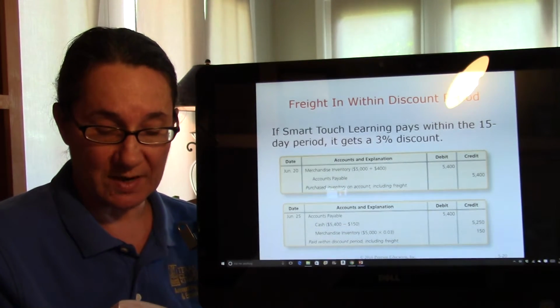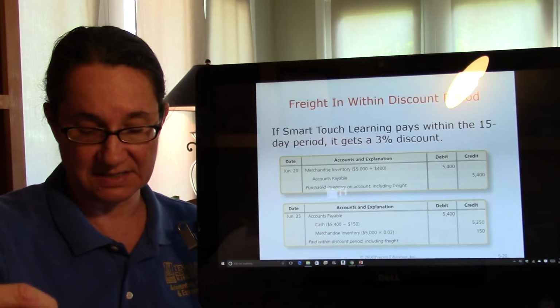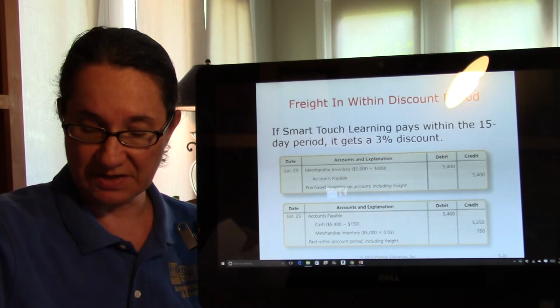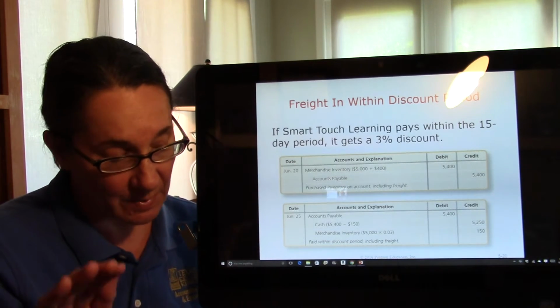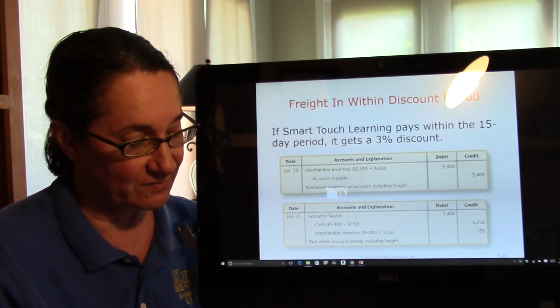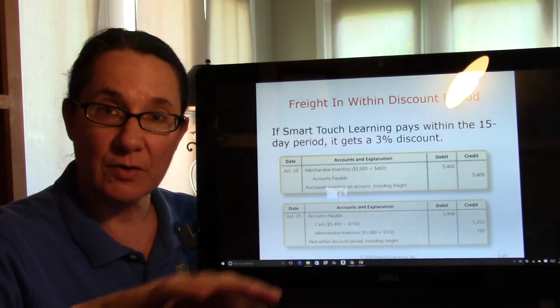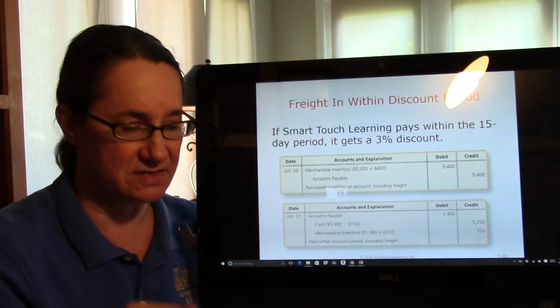Under FOB shipping point, the seller sometimes prepays the transportation cost as a convenience and lists this cost on the invoice. If Smart Touch Learning pays within the discount period, the discount will be computed only on the merchandise cost, not the total invoice. So remember, break out freight charges. No discount on freight charges. That's all you have to remember. Just take them out when you calculate a discount.